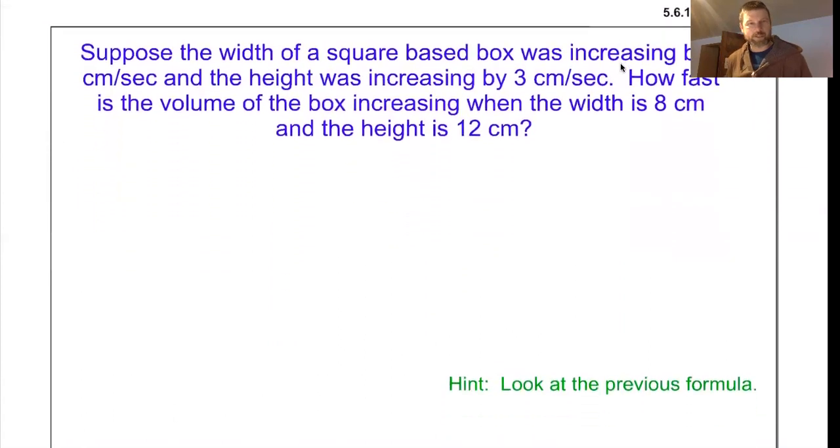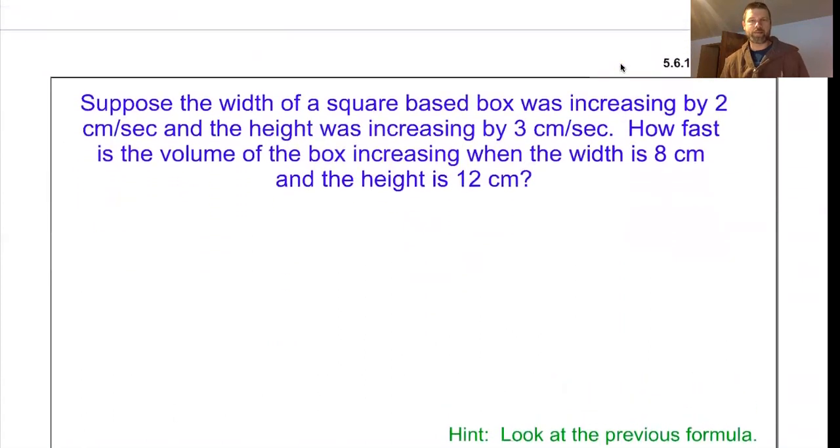The next part of this question says, suppose the width of a square-based box was increasing by 2 centimeters per second, and the height was increasing by 3 centimeters per second. How fast is the volume of the box changing when the width is 8 and the height is 12? I should have said changing. I wrote increasing. Oh, well, I suppose since the width and the height are both increasing, then the volume is going to get increased. It's definitely not going to get smaller, so that's fine. But I'm trying to find how quickly the volume is changing.